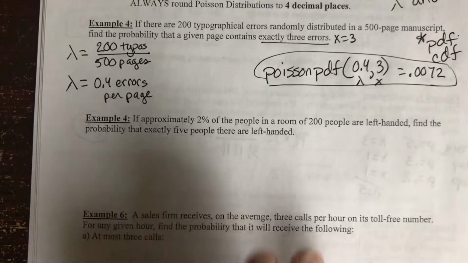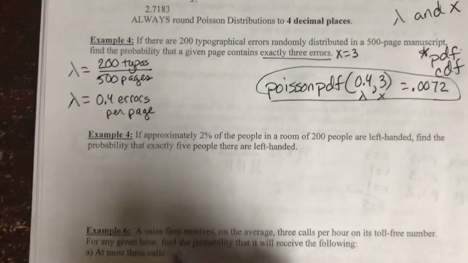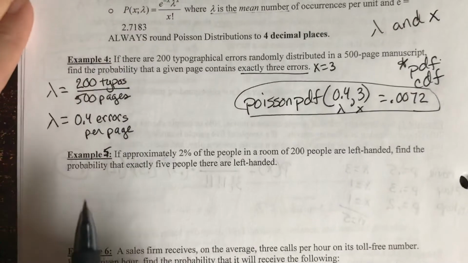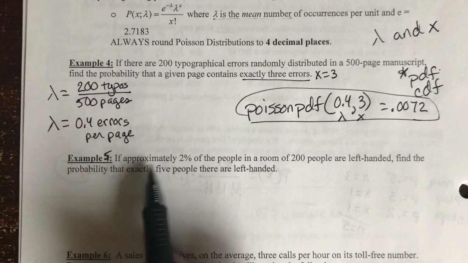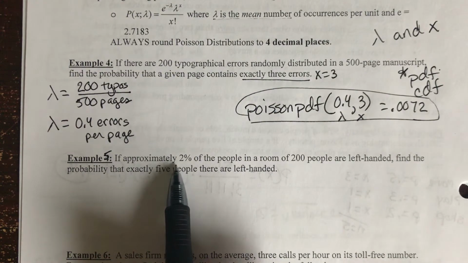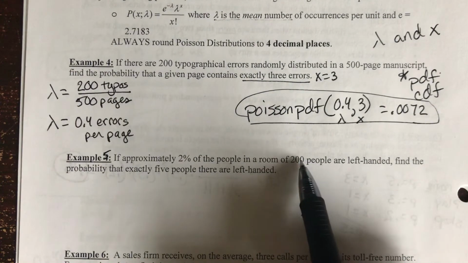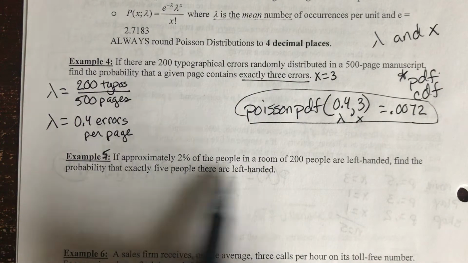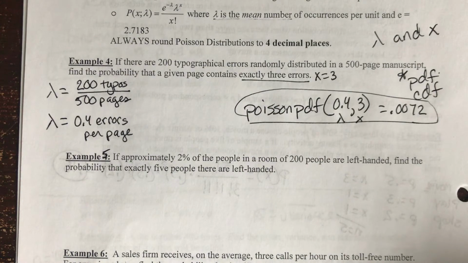So, next problem. Ooh, I called them both example 4. My bad, this should be a 5. Sorry. So, this one says if approximately 2% of the people are lefties and there are 200 people in a room, we want to find the probability that if we pick people, exactly 5 of them are going to be lefties.